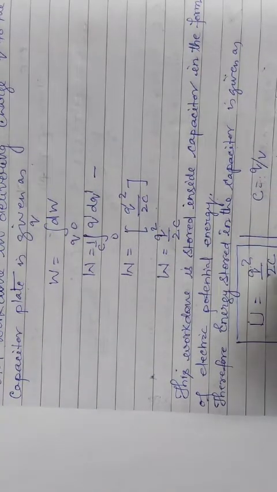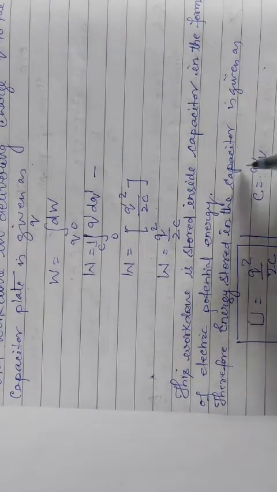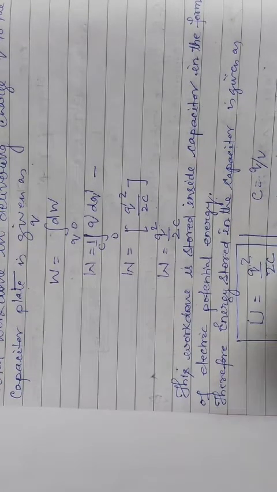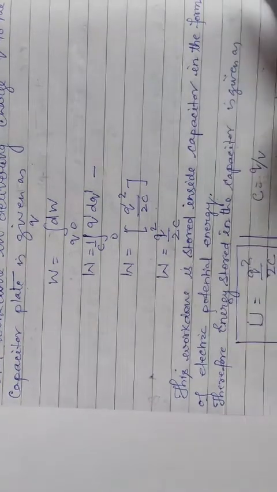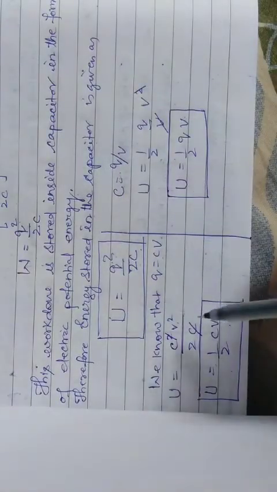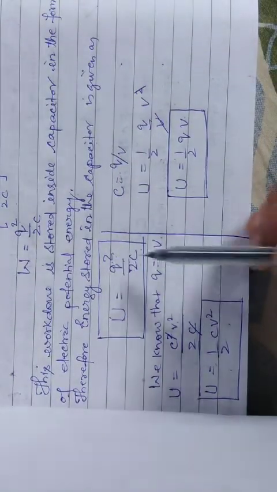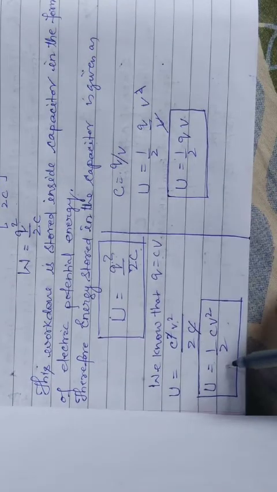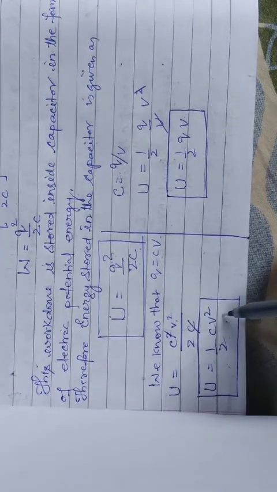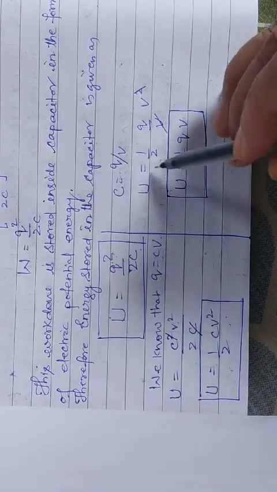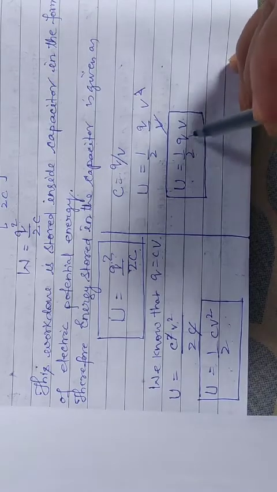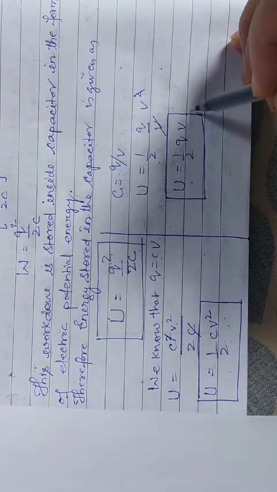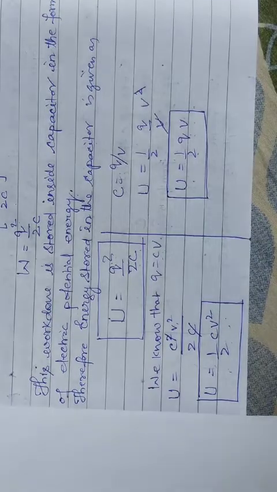Another form for the expression of energy stored by the capacitor we can have using the relation Q is equal to CV. In place of Q, put this value, you will get the expression U is equal to half CV square. Similarly, we can also get the expression for energy stored by the capacitor as one by two Q into V, half into charge into potential difference between the plates of the capacitor.